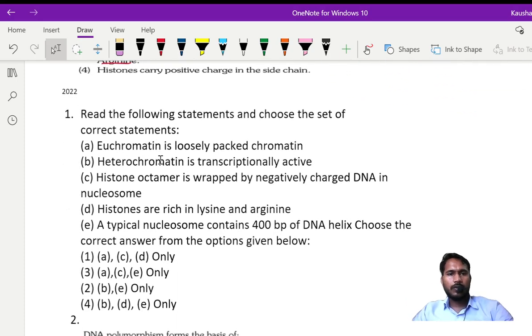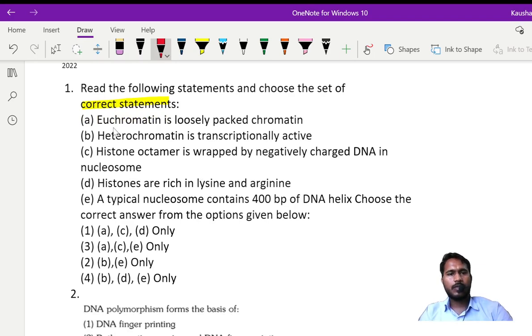Now read the following statements, choose the correct statement. Again you have to underline what they are asking: correct statement. Let me go a little fast, and if you need any further explanation you can ask me in the comment box. Euchromatin is loosely packed chromatin, correct, and it is an expressing one. Sometimes I'm not writing, please write it in your notebook. Heterochromatin is dense and it is transcriptionally inactive. It is not going to form any RNA.